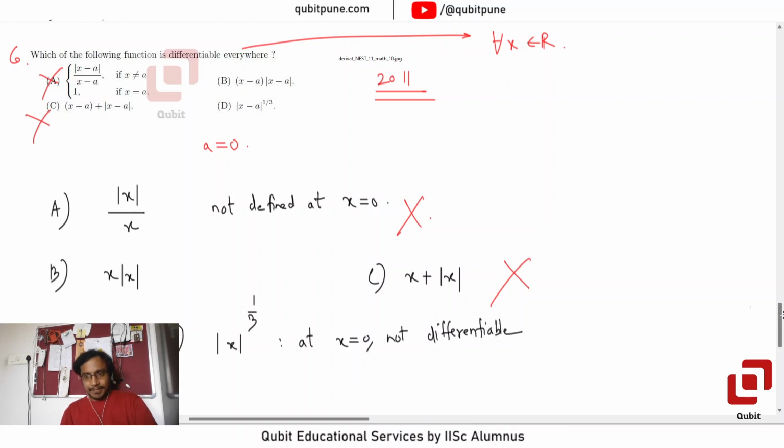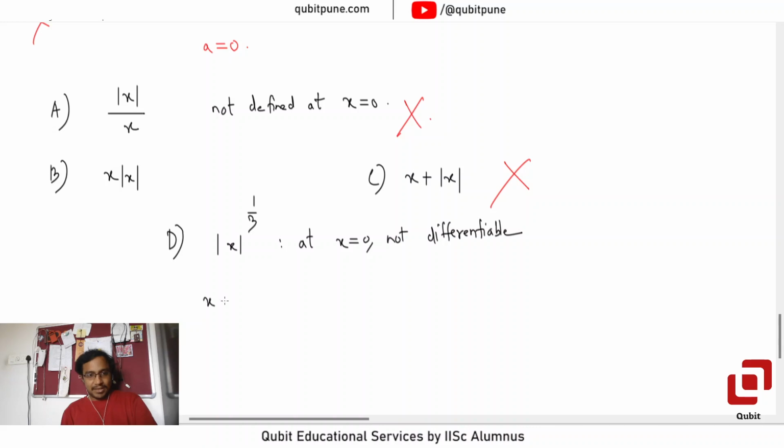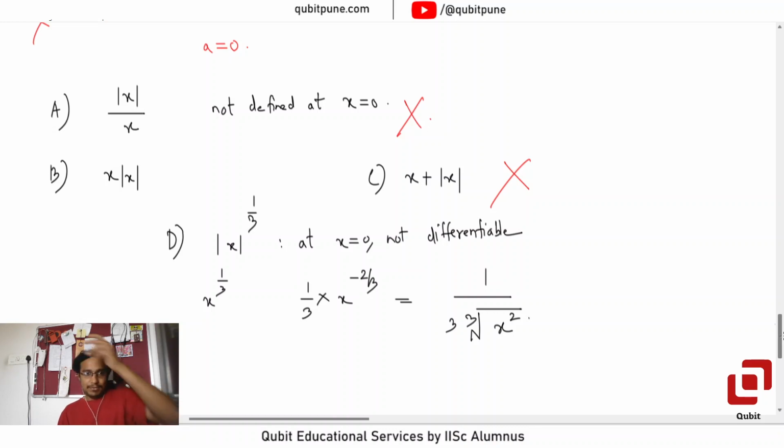But let's dig deeper. Let's consider x raised to 1/3, and try to find its derivative. It is 1/3 times x raised to negative 2/3. Right there you understood that x is in the denominator. Not square root but cube root. So at 0 it won't be differentiable. So which option is correct?